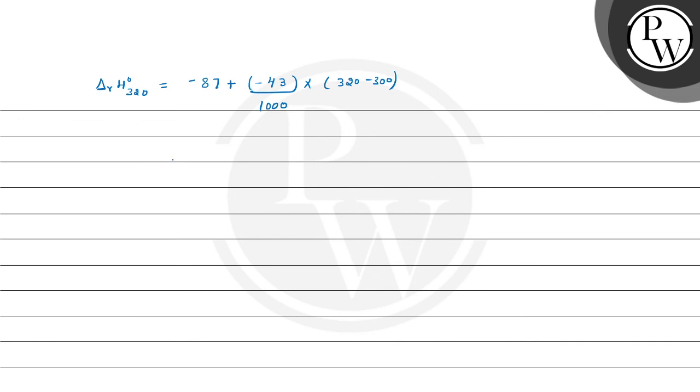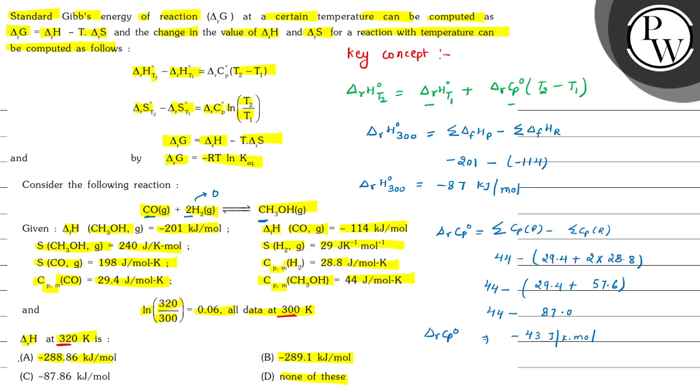So the enthalpy of reaction at 320 Kelvin comes out to be −87.86 kilojoule per mole. This value is given in option C, hence option C is the correct choice for this question. Hope you understood it well. All the best and thank you.